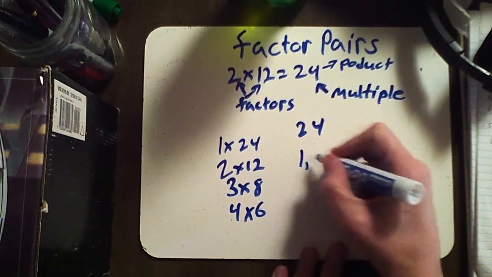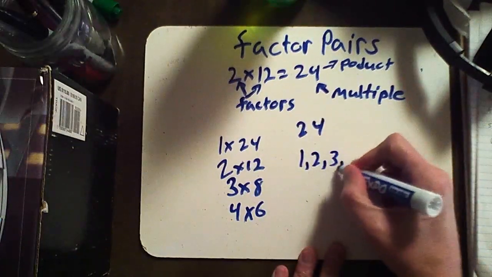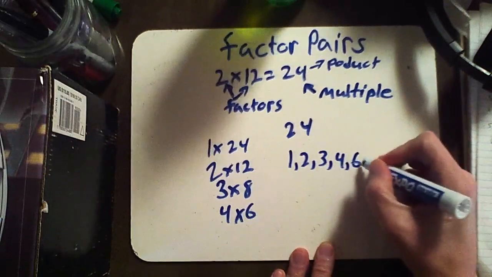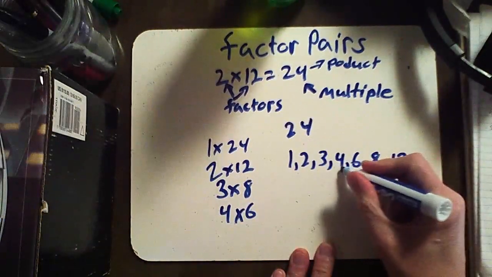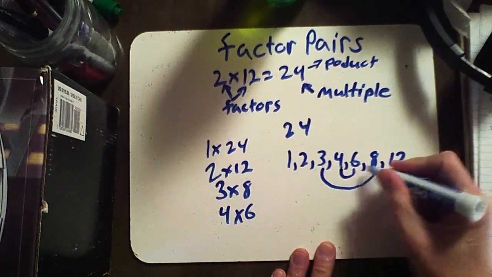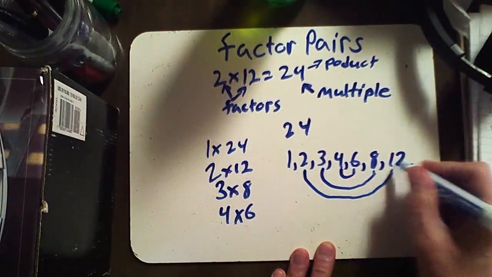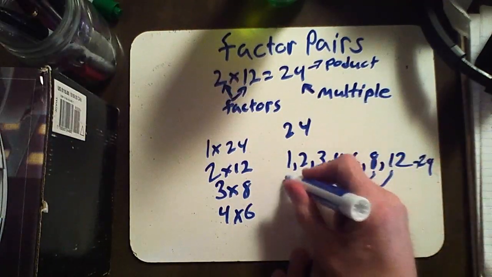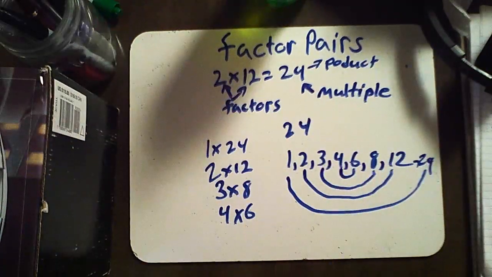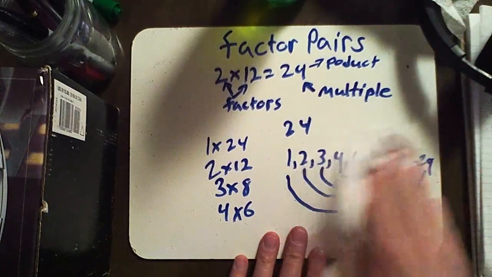And if you want to just list all the factors like this, you could do that just to have them all laid out in order. And then I like to show the connection because every factor goes with a partner. Whoops, I forgot 24. Like that. So that's a good strategy for finding factor pairs of a number. We just found all the factors of 24.